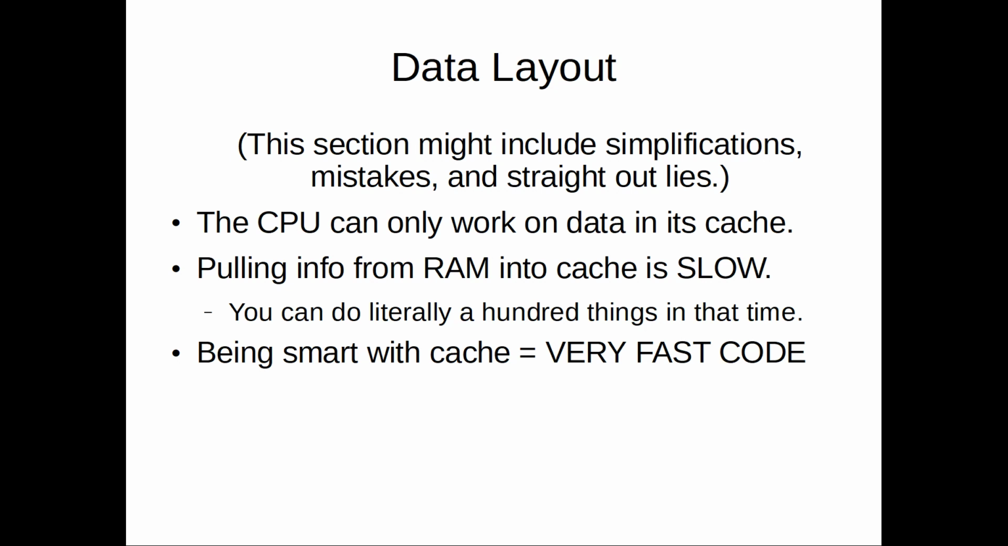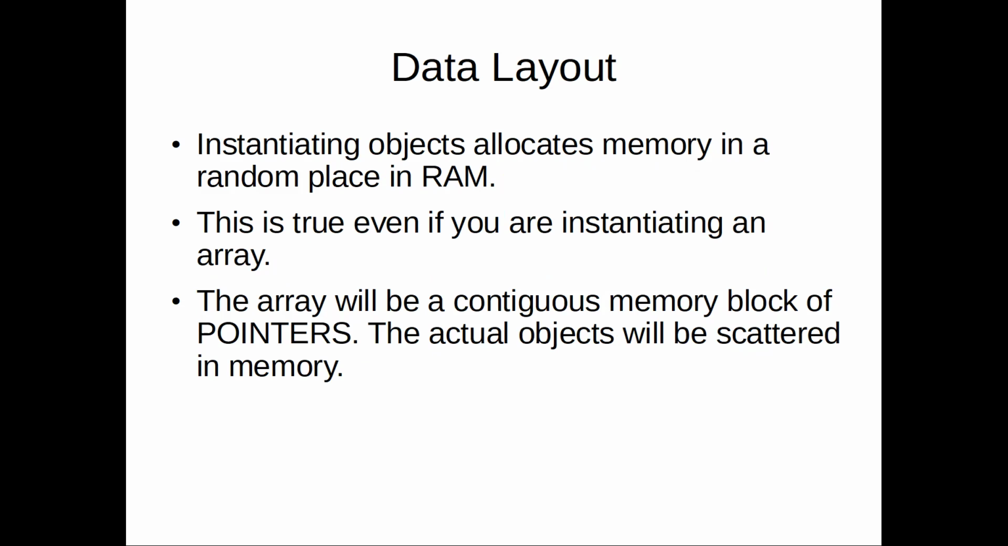It's extraordinarily slow. You can do 100 things on your CPU in the amount of time that you're waiting for a little bit of data to be pulled from the RAM into the cache. And so if you can somehow write code that is better about using the cache and doesn't force as many fetches into RAM, you get code that is much, much faster.